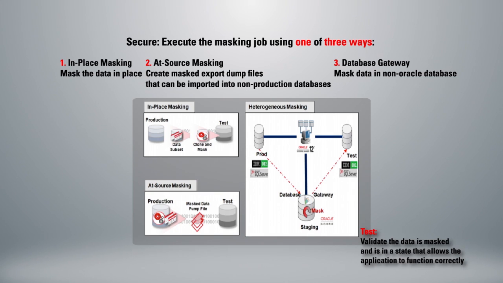There are other ways as well, like in-place masking. If you have a criteria where you take the entire production database, clone it, and set it up in a staged environment where no one else has access to it, it's restricted because it's production data, you can mask that data in place if that is needed. You can also mask heterogeneous databases. So if you have SQL Server and DB2 and all these other types of databases, you can mask that within Oracle data masking.